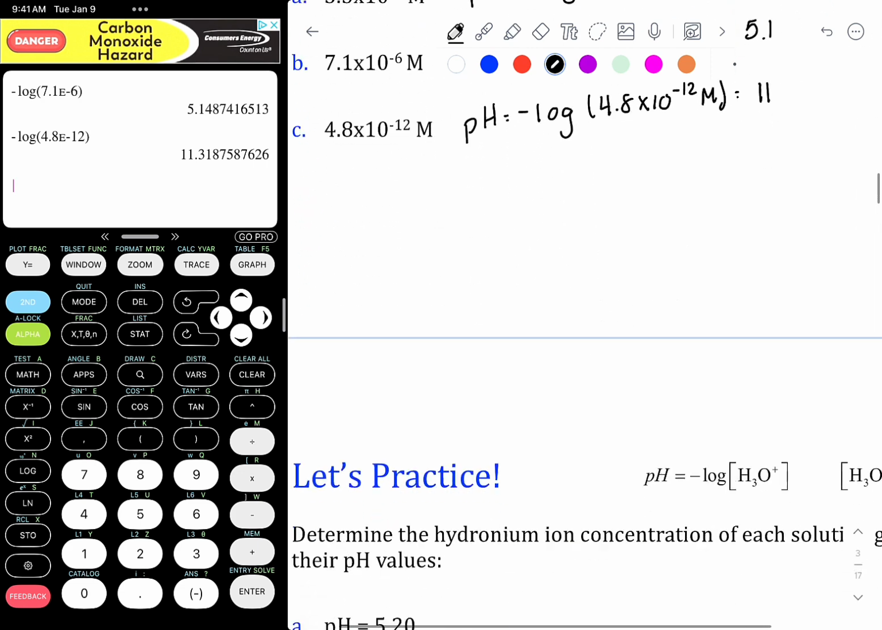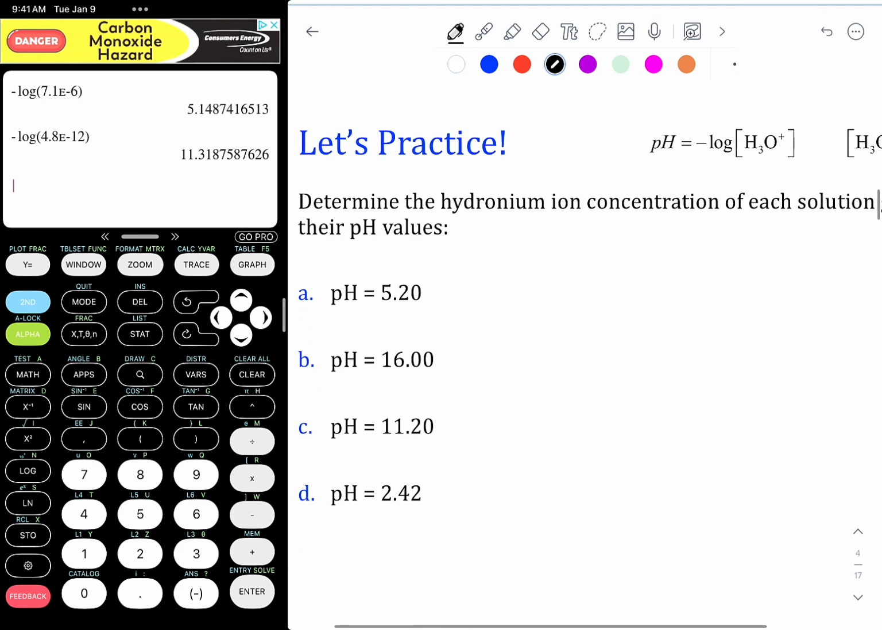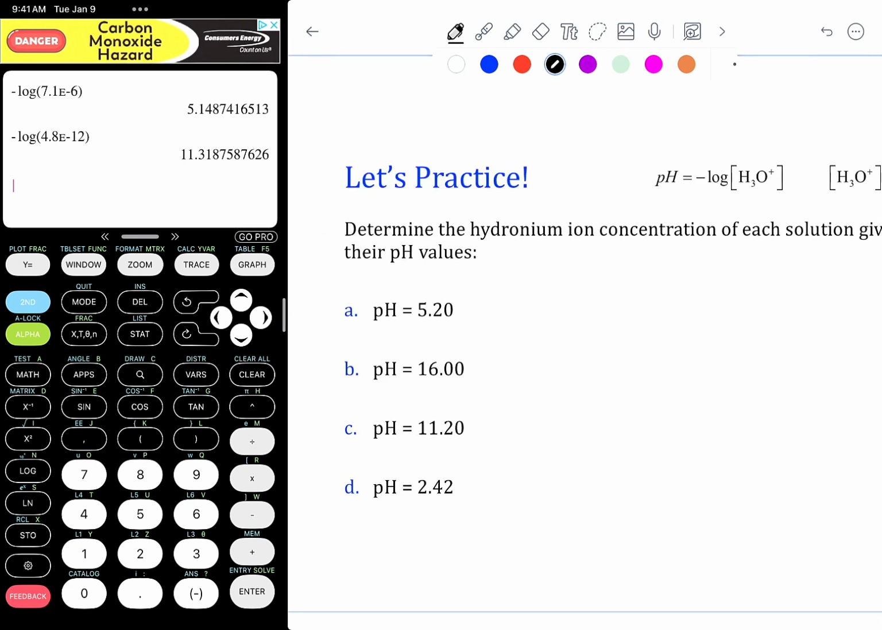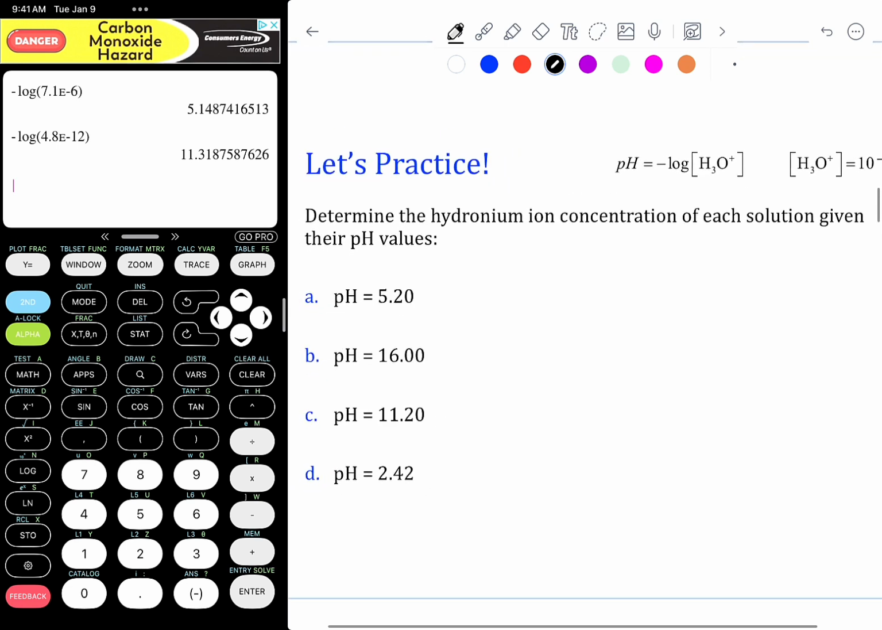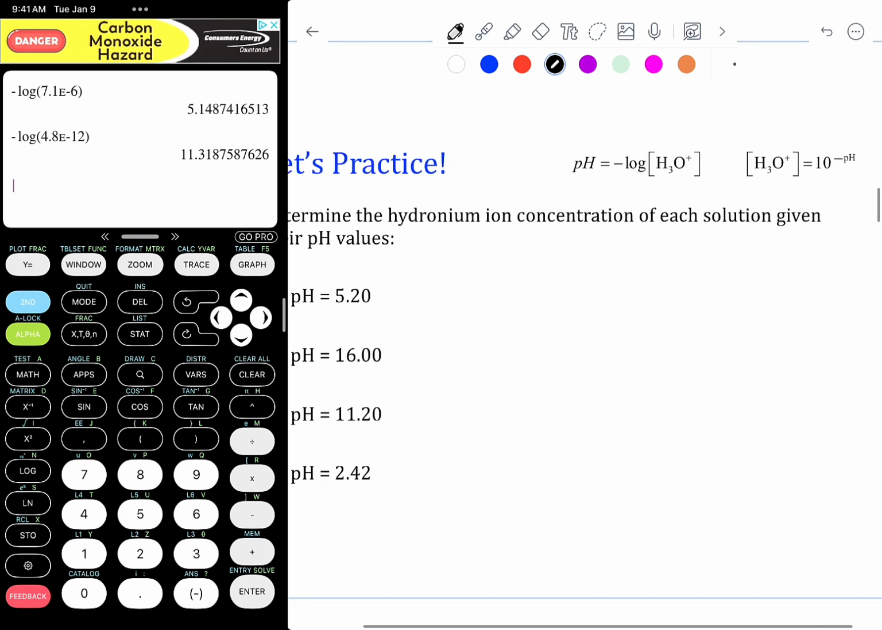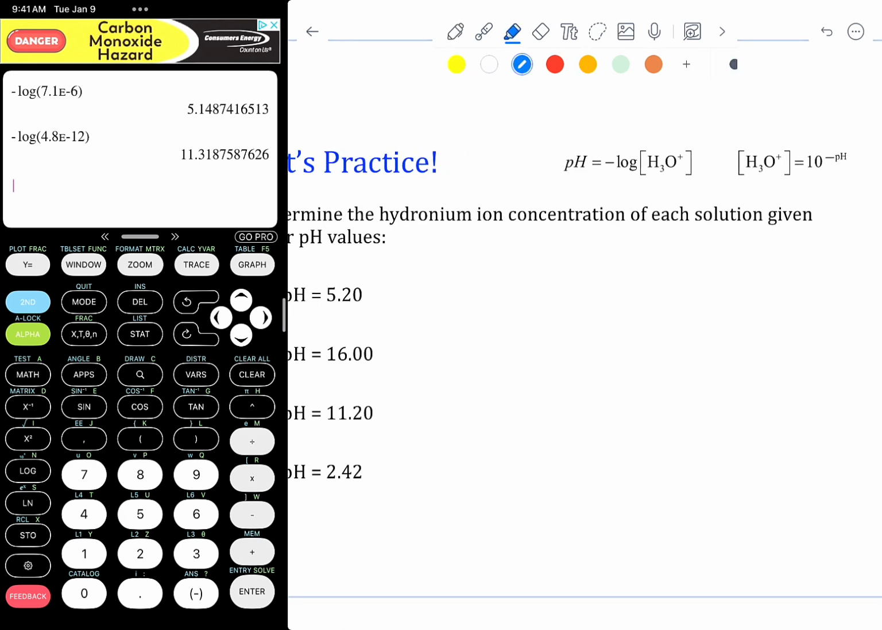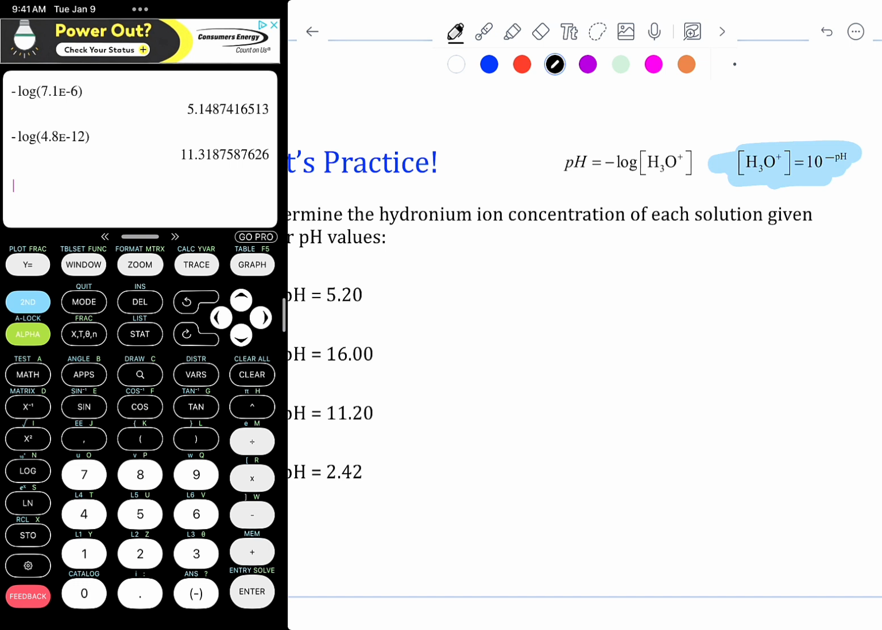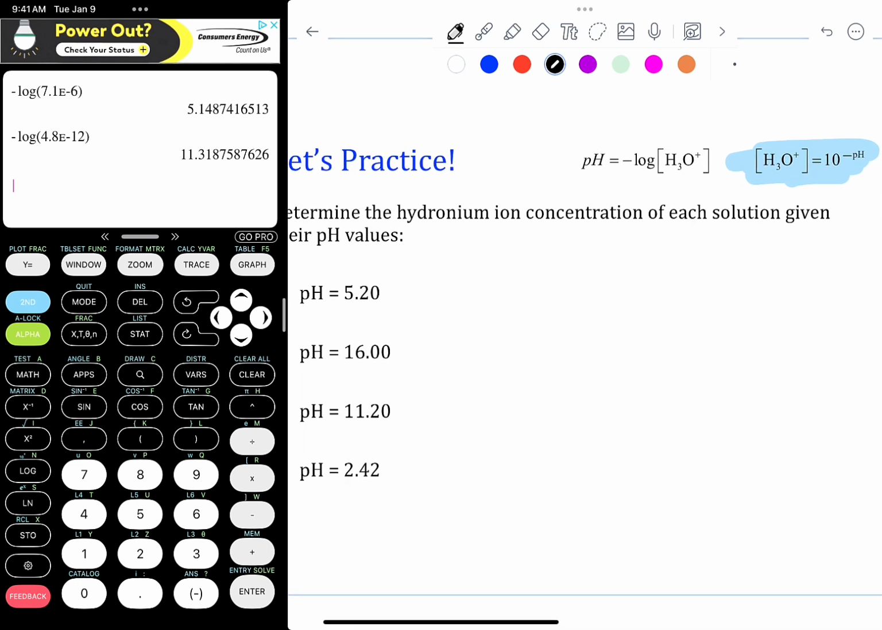Okay. For our next set of practice, we want to determine the hydronium ion concentration for each solution given their pH values below. So we have 4 pH values and we want to find the H3O plus concentration. So we are going to use this equation here where we want to find the concentration but we're given the pH. So what we're going to do is take those pHs and do 10 raised to the negative of that pH value. That negative in the exponent is very important.